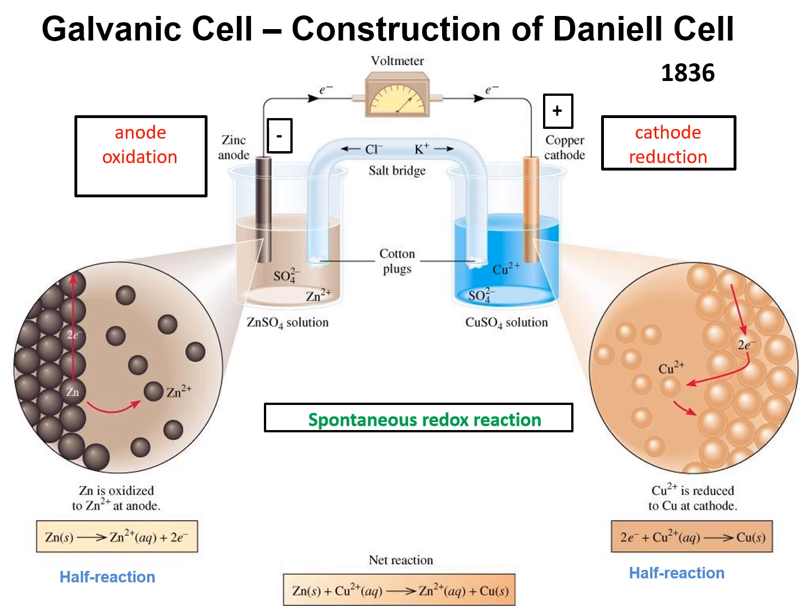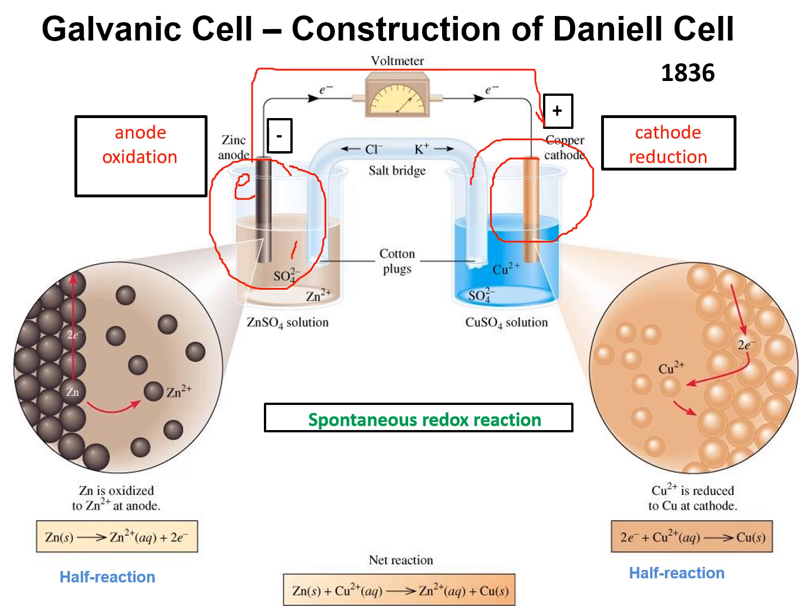So here we are showing exactly how it works. First, this is the construction of the Daniell cell. The zinc electrode is dipped in the zinc sulfate solution, and the copper electrode in the copper sulfate solution. In the zinc sulfate solution, zinc starts to leach into the solution, so extra electrons accumulate here. These electrons will move from this direction to this direction.